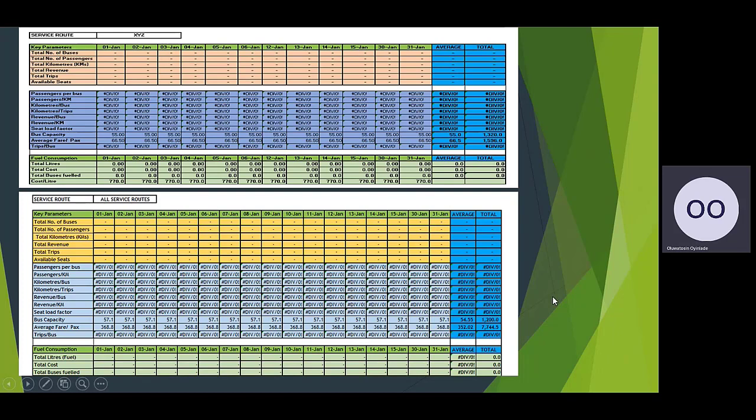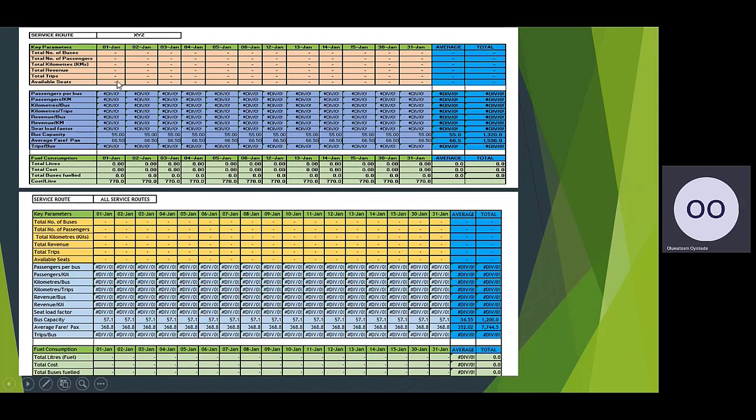So some simple KPIs for some of us that may be in the logistics or transport aspect of the industry, that we do with passenger transport. These are some of the simple KPIs that can help us. On a daily basis, you're able to look at the key parameters: the number of buses that you use on a particular service route, say service route XYZ, then the number of passengers you carry, the kilometers traveled by all the buses, the revenue generated, the number of trips done, then the available seats.